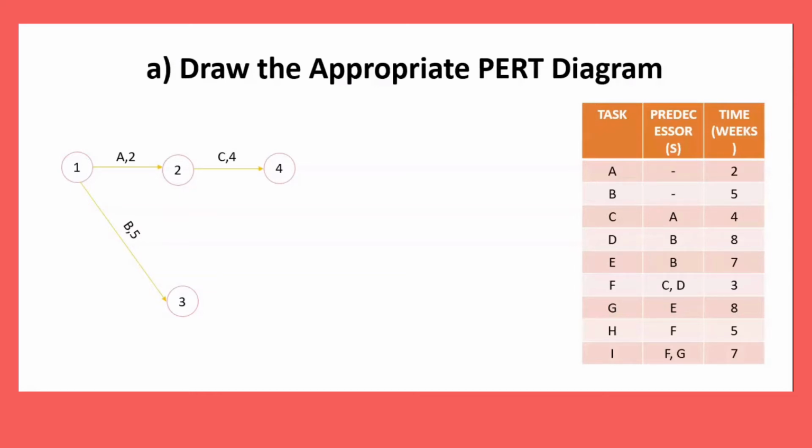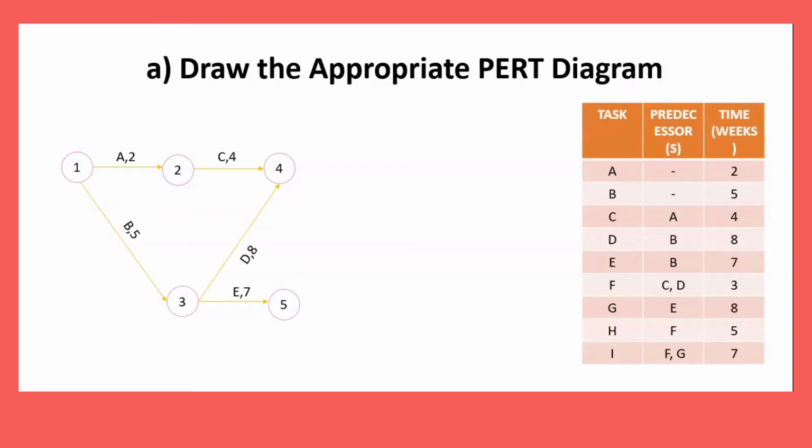Next is D. If you see in the table, D and E start from the same predecessor, which is B. So we look at B first and we find it available, so we end B at node number 3. Then we start D and E at the same time, like this. D's duration time is 8 and E's duration time is 7.